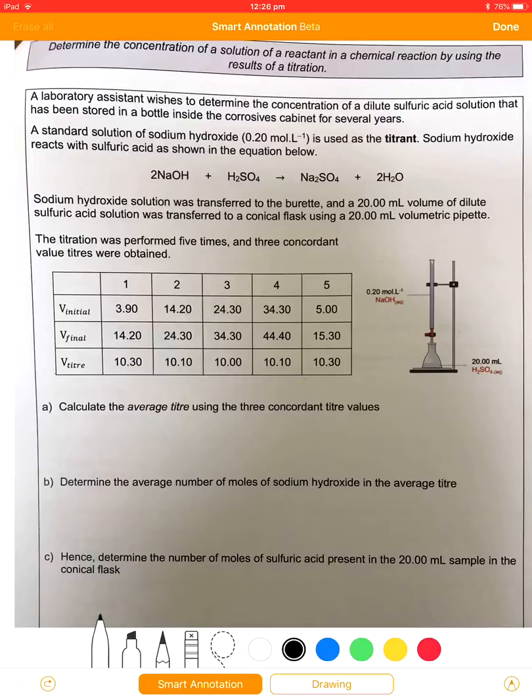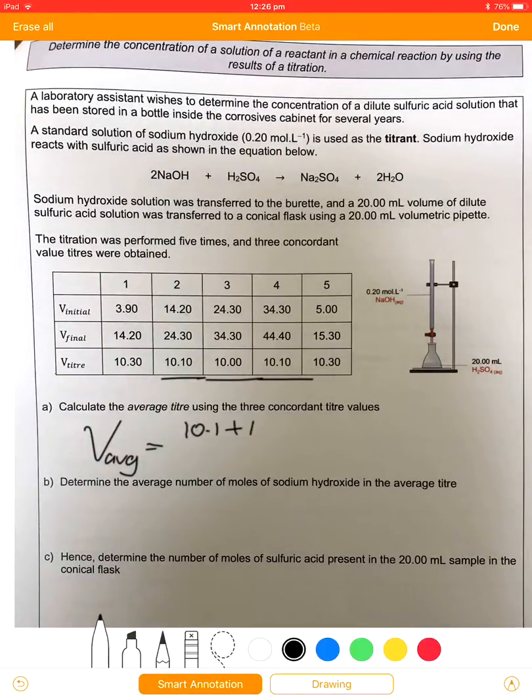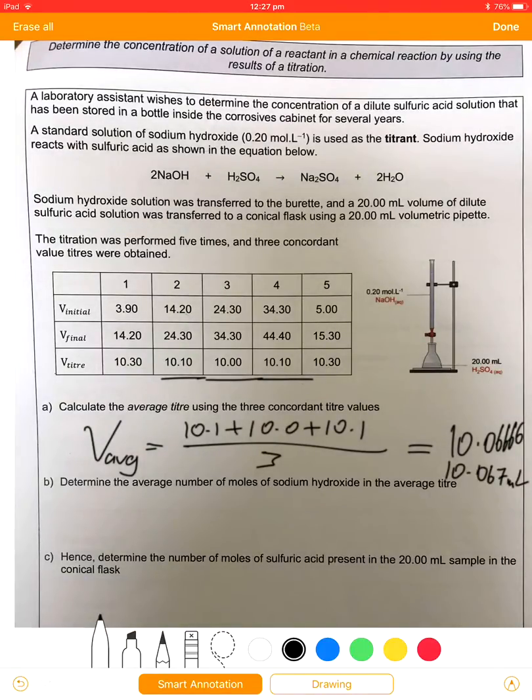So, calculating the average titre using the 3 concordant values. Choose 3 concordant values that are all the same. Obviously 2, 3 and 4 are suitable. Therefore your average titre, which I'm just going to call V average, is equal to 10.1 plus 10.0 plus 10.1 divided by 3, and that's going to equal 10.06666 recurring, which I would just write as 10.067 millilitres, but obviously you want to use this figure in your calculations all the way through.